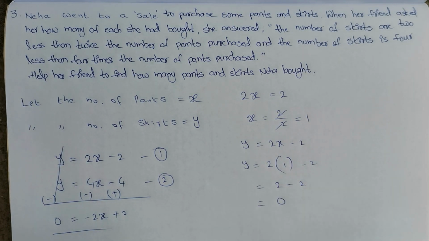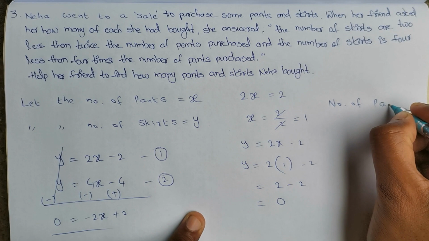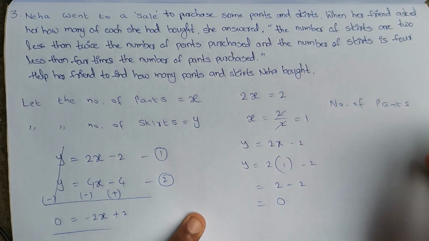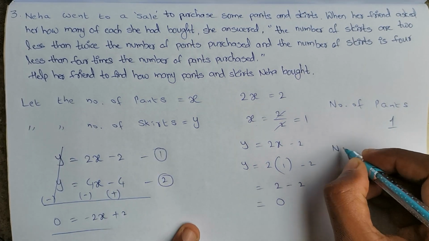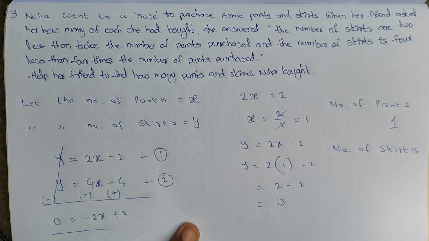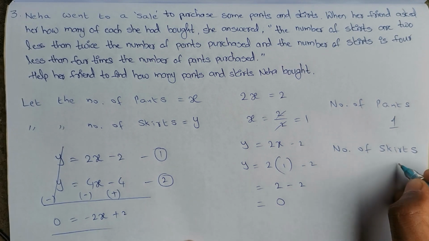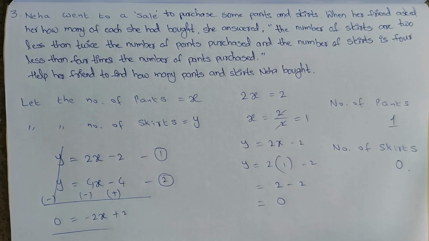And what are these x and y? x is nothing but the number of pants. So x, how much did you get here? 1. Next, y is nothing but the number of skirts. Here the y value we got is 0. So y is nothing but skirts, so the number of skirts is 0. So she bought 1 pant and 0 skirts.